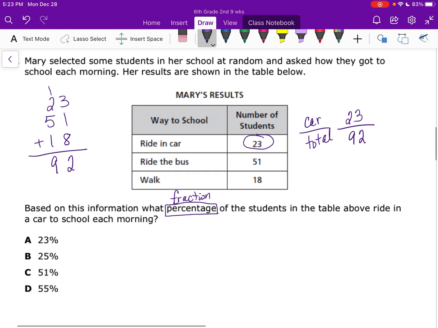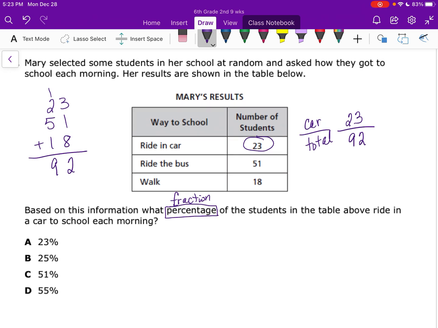I do not know a number that can go into 23 and 92. I'm going to be honest with you. So we're going to have to divide it. So do NITO, numerator in, denominator out. Okay, 92 can't go into 2, it can't go into 23. So add my decimal and add my 0.